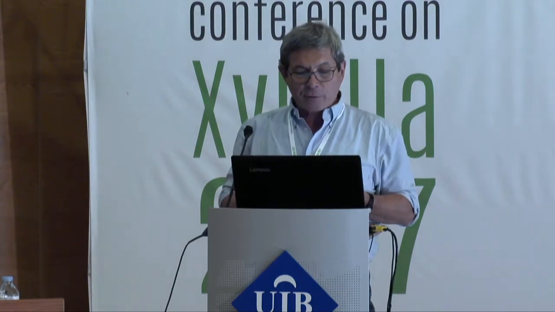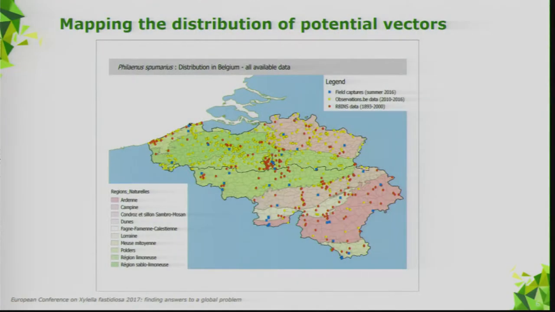And so what we found was, in fact, a confirmation of our expectations, which was that the species were mostly widespread. So here you have in blue our own samplings, in yellow the citizen science data, and you can see that they are more abundant in some parts of the country, and this probably represents a bias constituted by the proportion of entomologists or amateur entomologists in the different parts of the country, and the red were the insects found in the collections of the Royal Belgian Institute of Natural Sciences. So Philaenus spumarius present everywhere.